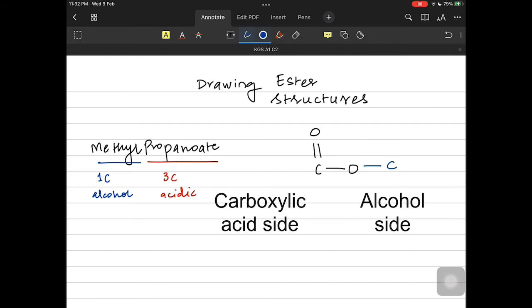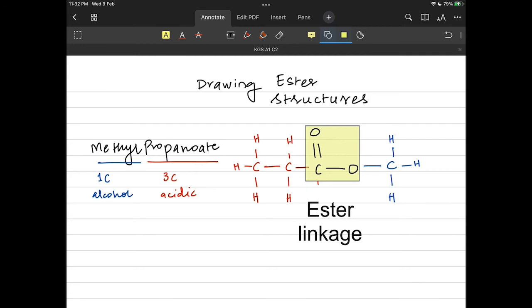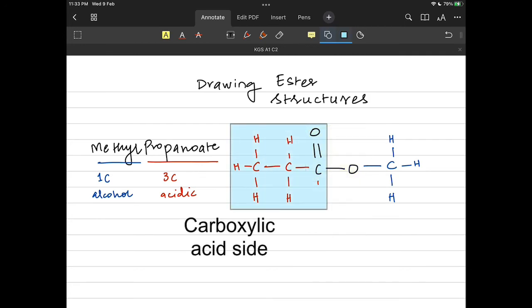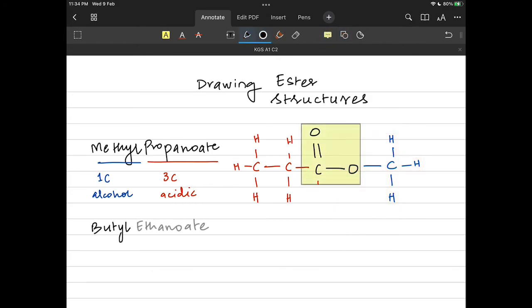So draw 1 more carbon for the alcoholic side because it was a methyl, which means methanol was used. The acidic side gets 3 carbons in total. So I am drawing 2 more along with the hydrogens. The left side is the carboxylic side, center is the ester. So carboxylic side on the left and right side has the alcoholic side. We can see the ester is in the middle, right?